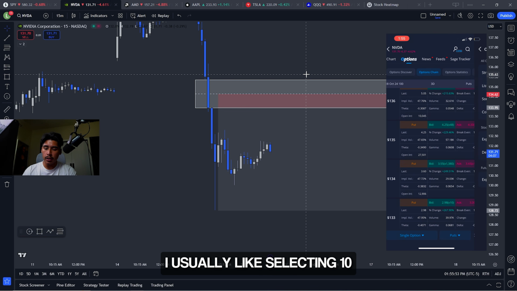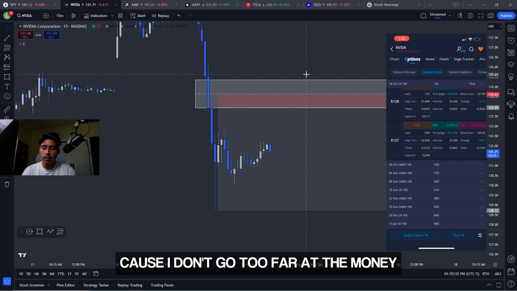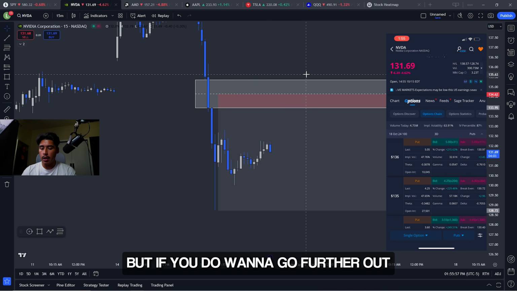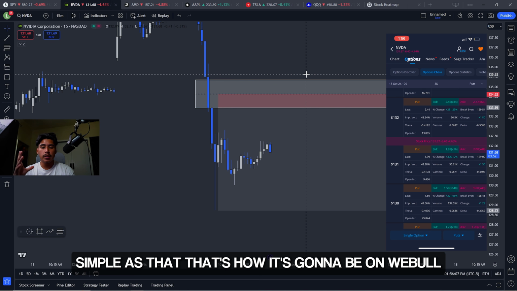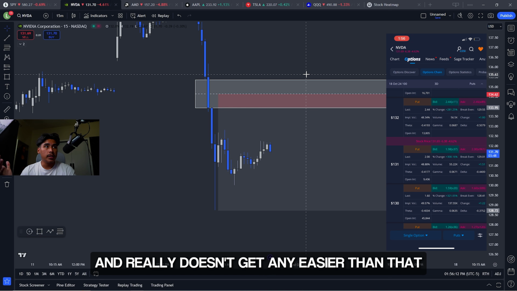I usually like selecting 10 because I don't go too far out the money, but if you do want to go further out, you go select higher. So boom, simple as that. That's how it's going to be on Webull, and it really doesn't get any easier than that.